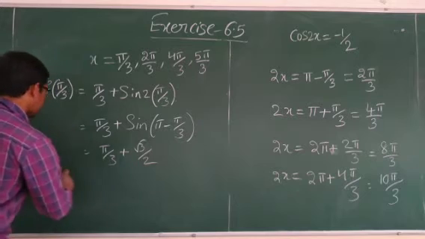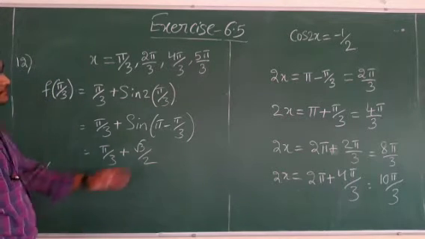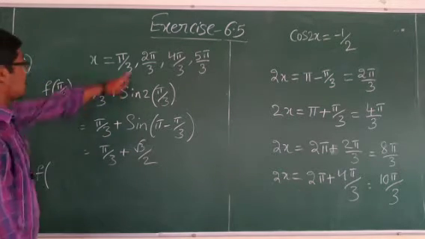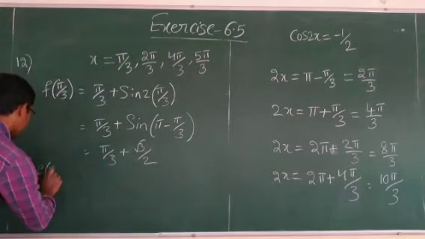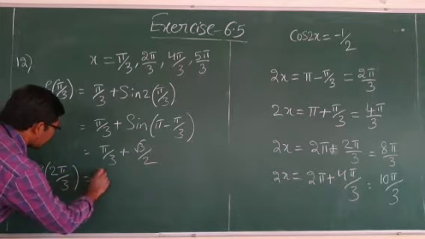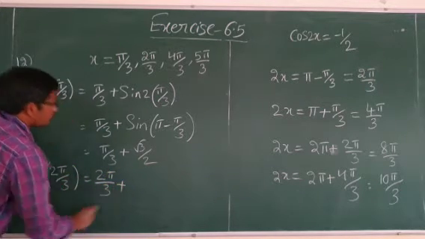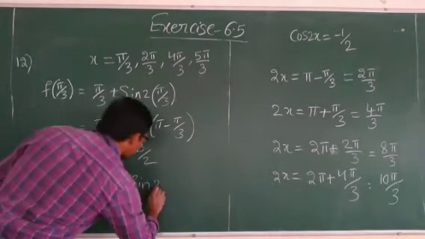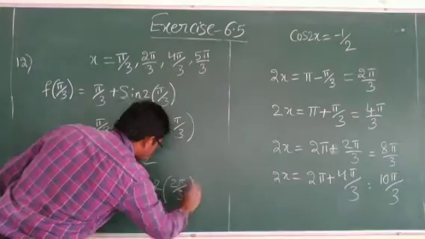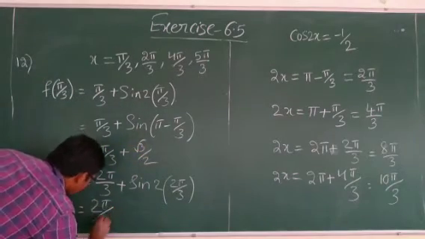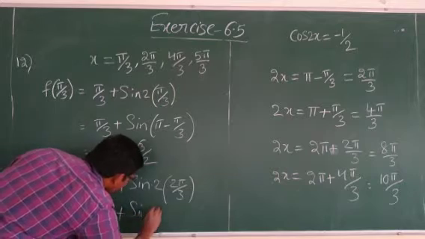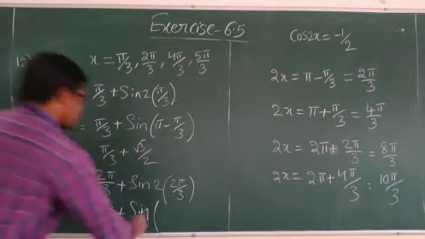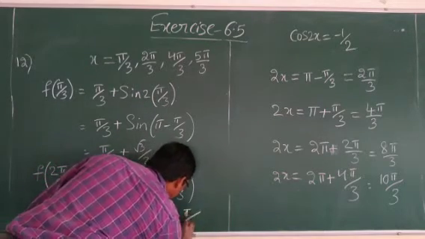We take the other value, x equal to 2 pi by 3. So 2 into 2 pi by 3 will be equal to 2 pi by 3 plus sine of 2 into 2 pi by 3, which is 4 pi by 3, which can be written as pi plus pi by 3.